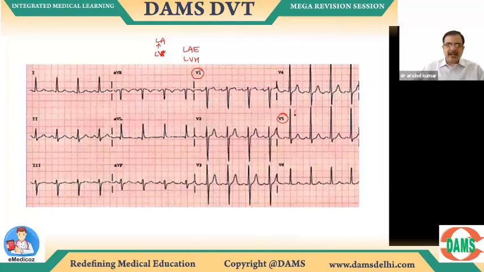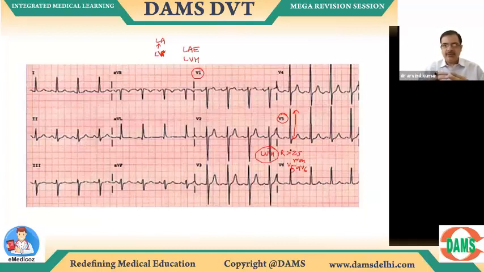And those changes are an increase in the height of the R wave in the left sided leads, that is the V5. So if the R wave is more than 25 mm, either in V5 or V6, this is suggestive of left ventricle hypertrophy.